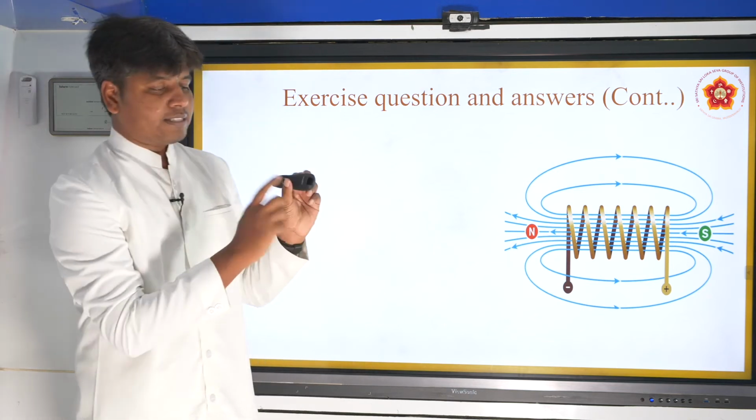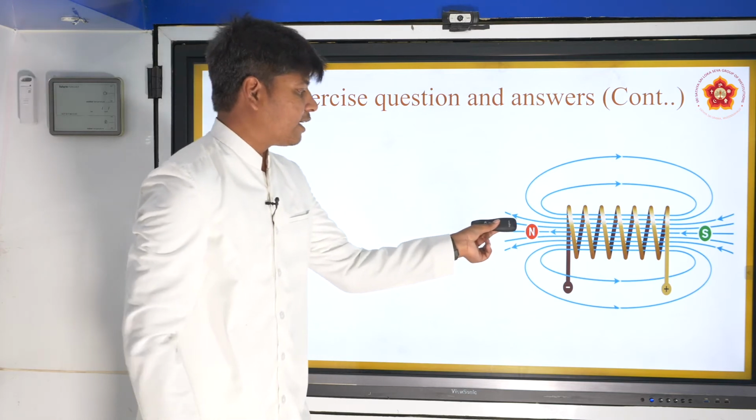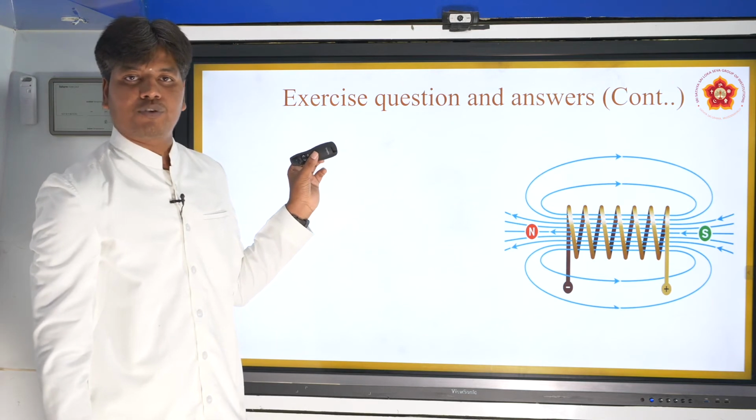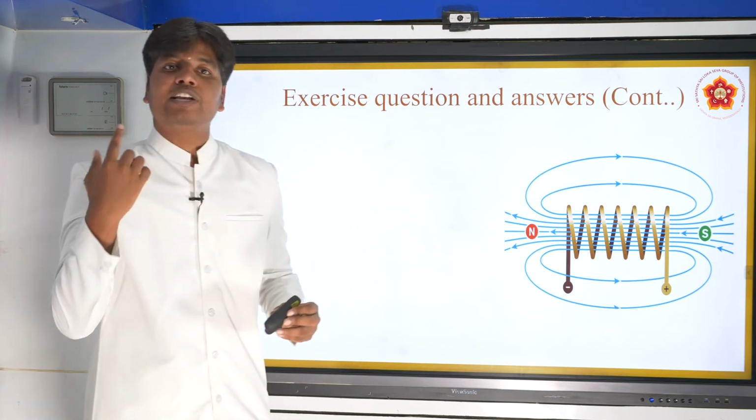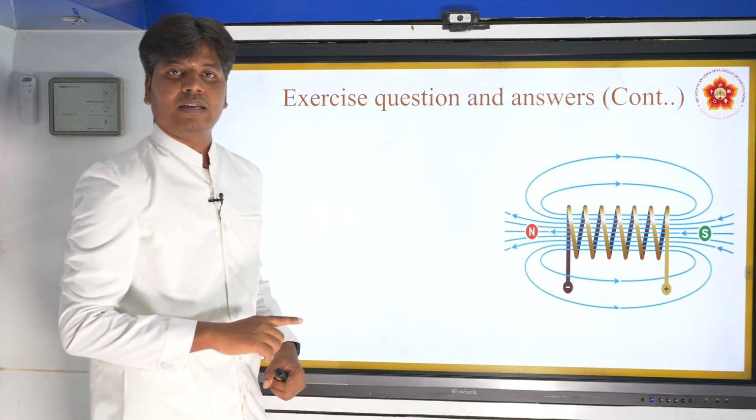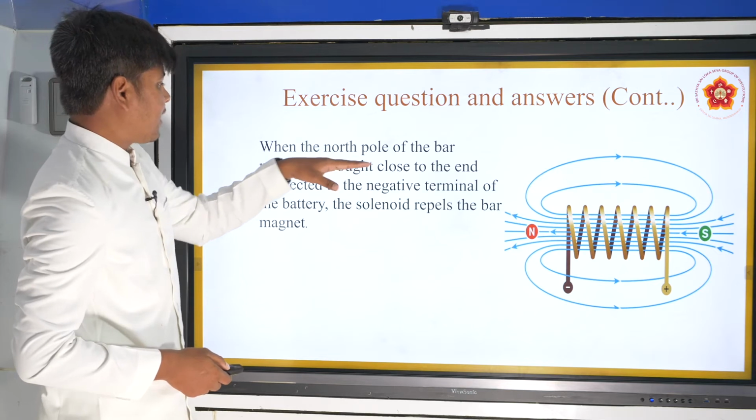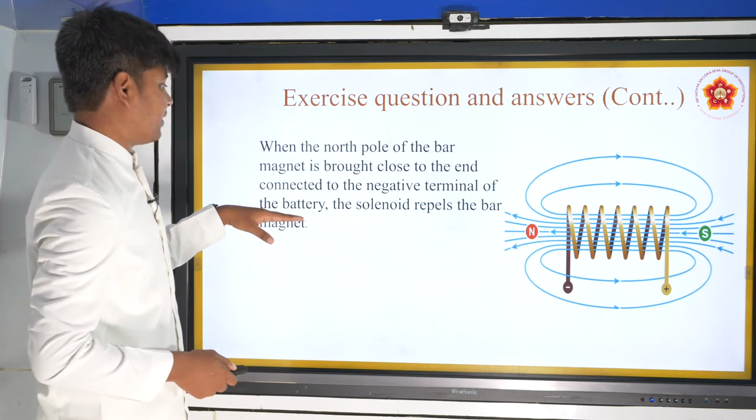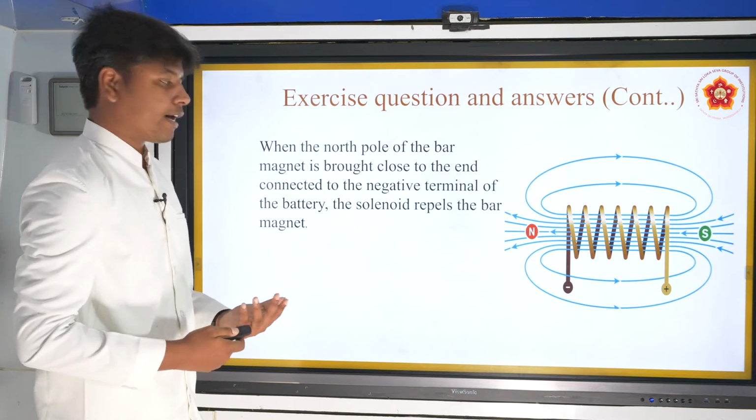For example, this is a bar magnet. This is the north pole and this is the south pole. If I put my north pole here, what will it experience? It will experience a repulsion force. If it experiences a repulsion force, what can I intuitively think? This end of the solenoid is a north pole, right? That's what we explained here. When the north pole of a bar magnet is brought close to the end connected to the negative terminal of the battery, the solenoid repels the bar magnet.